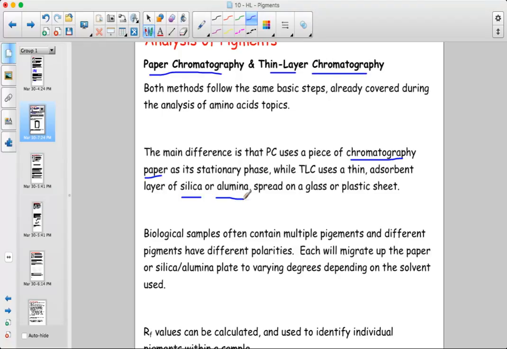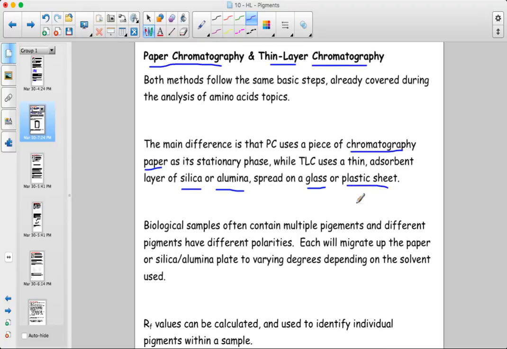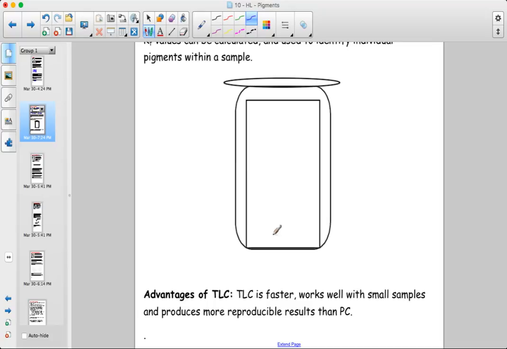So these are like silicon and oxygen, or aluminum and oxygen compounds that are made into a paste and spread across a piece of glass or plastic. They work under the same principles. You spot something at the bottom at what we'd call the origin. So you could mark a line in pencil, and then you're going to spot your sample here. So you'd spot a biological sample that's colored.